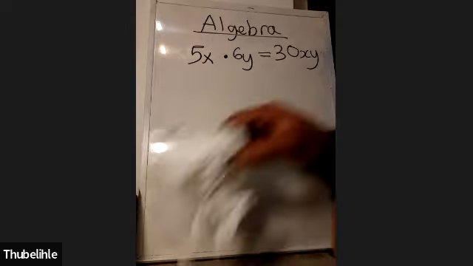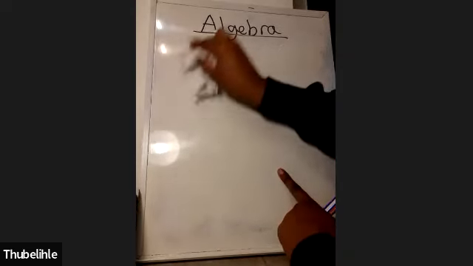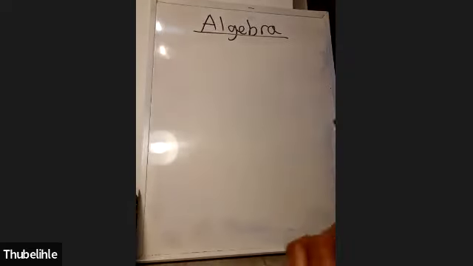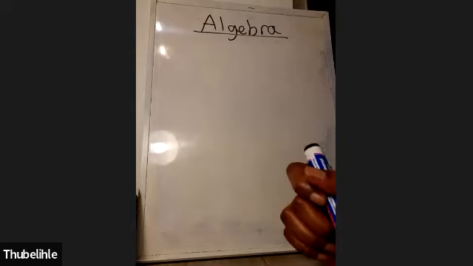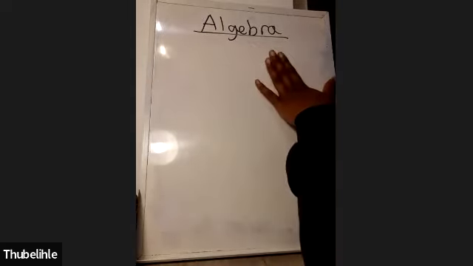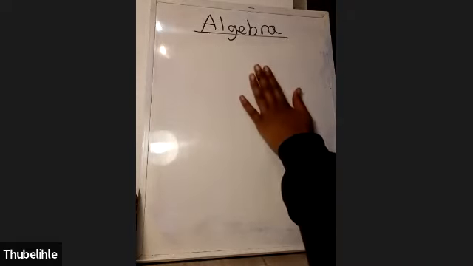Okay, so I think that's basically the main rules that are there. And then the other rule says when you are adding, you put like terms with like terms, unlike terms with the unlike terms. Okay.